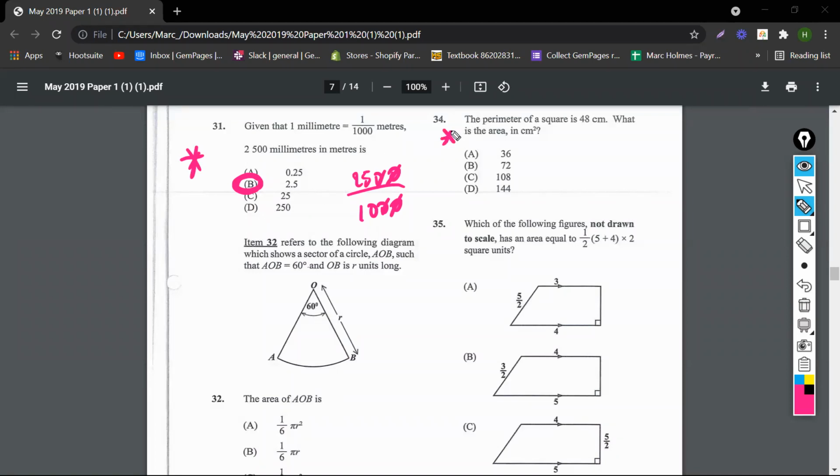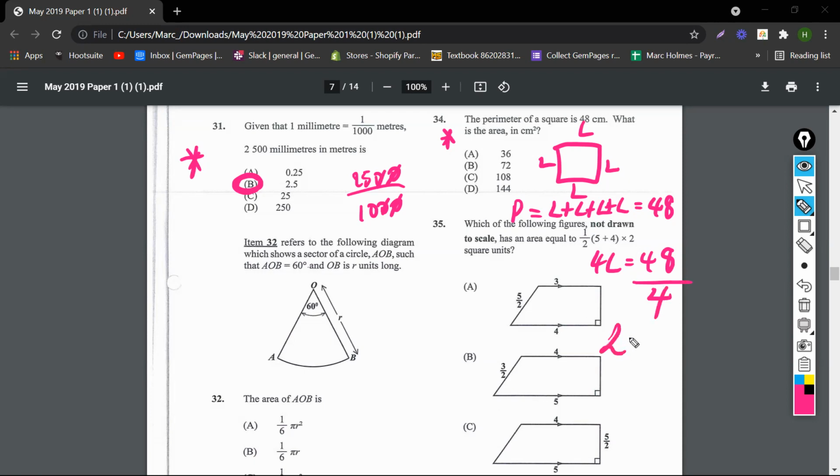So let's do number 34. I'm doing 34 because this is easy too. The perimeter of a square, let's draw the square. The perimeter of a square is 48. So P, remember guys, which is length plus length plus length plus length, is equal to 48. That means 4L is equal to 48. It says here, find the area. So all I need to do is divide 48 by 4, and I'm going to get the length of one side of the square, which is 12.